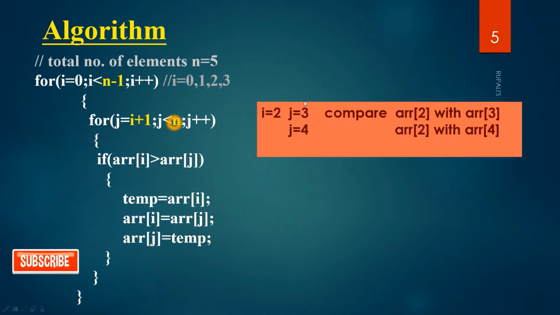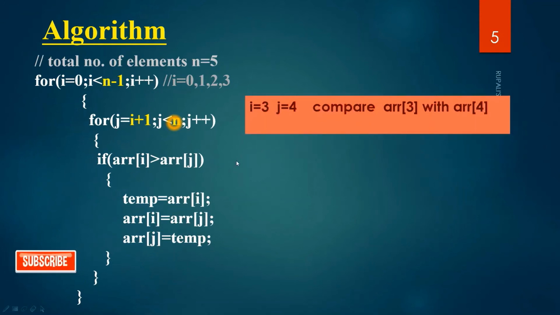Next, third iteration. In the third iteration, the value of i becomes 2. So what is the value of j? j starts from 2 plus 1, 3, to less than n, meaning 4. So the value of j is 3 and 4. Compare arr[2] with arr[3], that is, first i is 2, j is 3. And if swapping is required, swap. Then i is 2, j is 4, so compare arr[2] with arr[4], and if swapping is required, then swap.